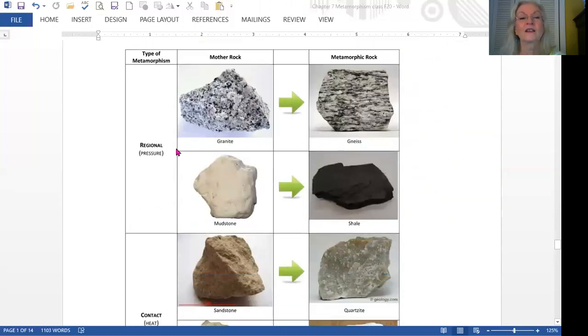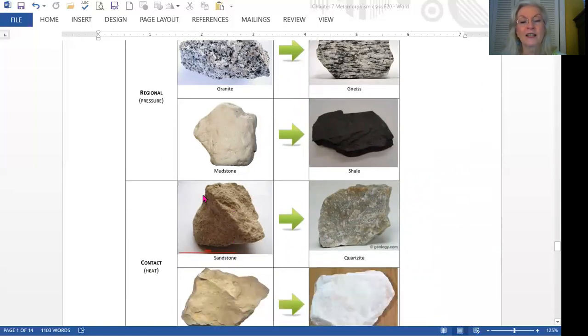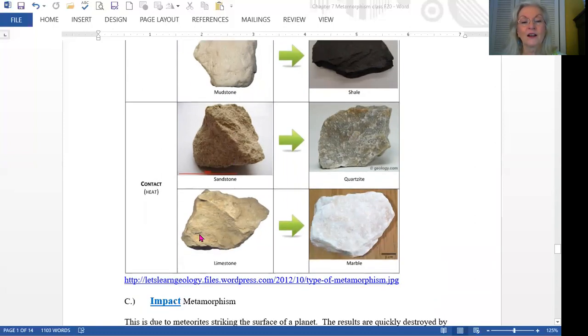Here are some other examples. I know it says mother rock, but that's the protolith, the parent rock. So if you start out with granite and it undergoes regional metamorphism, it'll turn into gneiss. If you start out with mudstone, which is a kind of sandstone, it would turn into shale. If it started out as sandstone, it would turn into quartzite. If it starts out as limestone, it'll turn into marble.